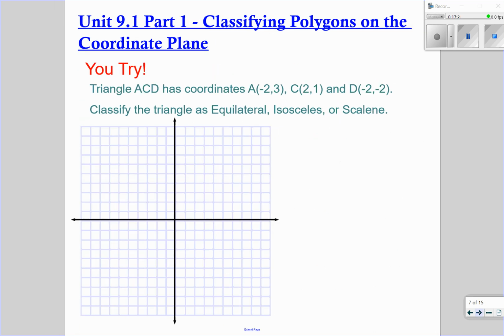So let's go ahead. You guys go ahead and try one. Pause your video, graph your triangle on your coordinate plane and see if you can classify it as equilateral, isosceles, or scalene based off of the sides.